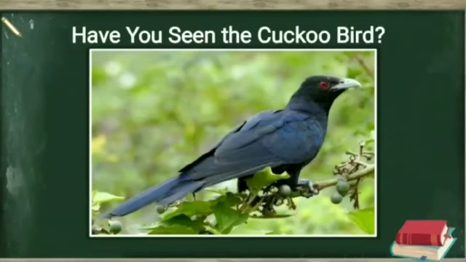Yes, this is the cuckoo bird. How does it look? Yes, a cuckoo is as black as a crow, but it is slightly shorter in size. It has a very long tail. Can you see the tail? The tail is very long. It lives in bushes and trees and eats fruits, worms and insects.